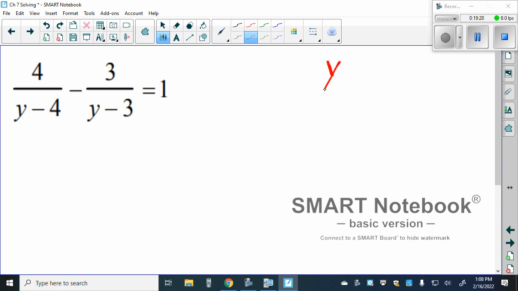Here, what do we know y can't be? 4 and 3. So if this was an ACT and there's answers of 4 and 3 down, we know immediately those aren't right because they're a part of our restriction. Okay.